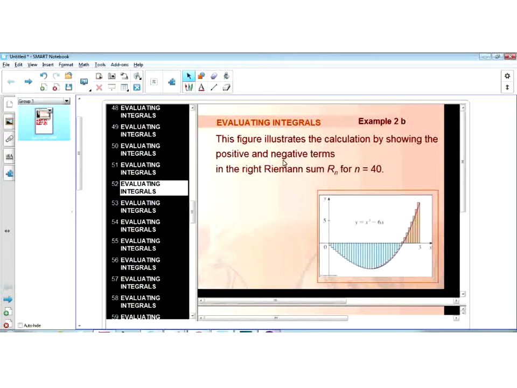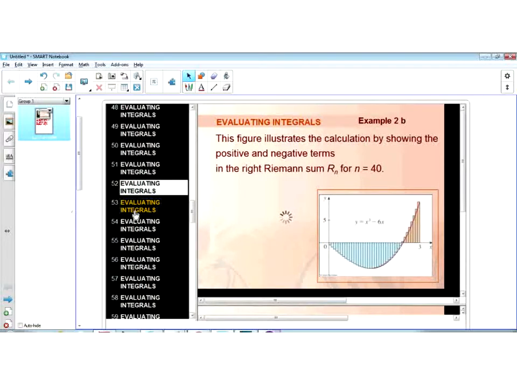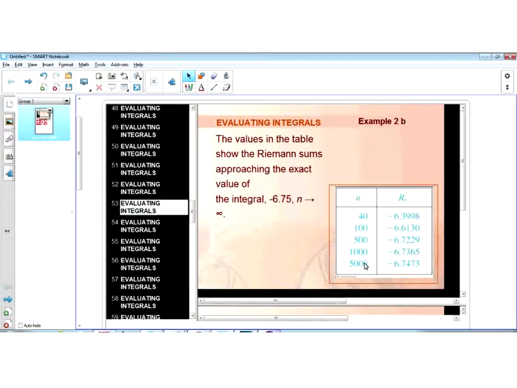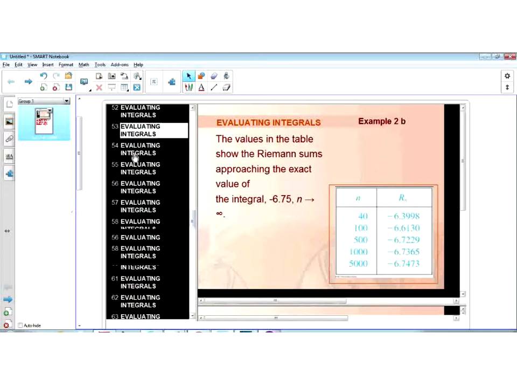Okay, so this figure illustrates the calculation by showing the positive and negative terms in the right Riemann sum for R sub n equals 40. So there are 40 rectangles drawn. As you can see, as n increases, the number of rectangles increases, and we get closer and closer to negative 6.75.